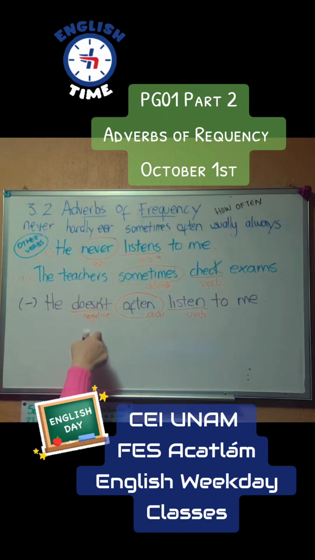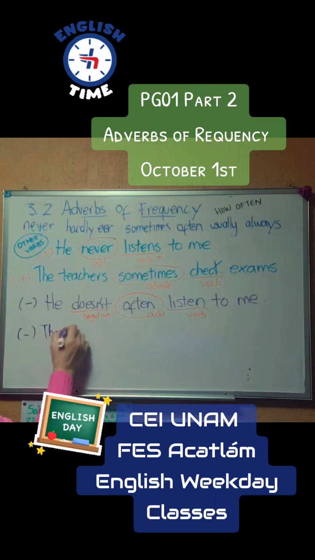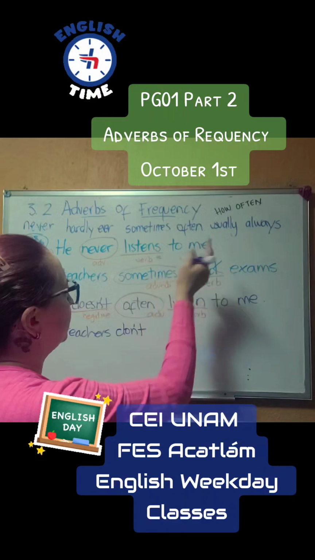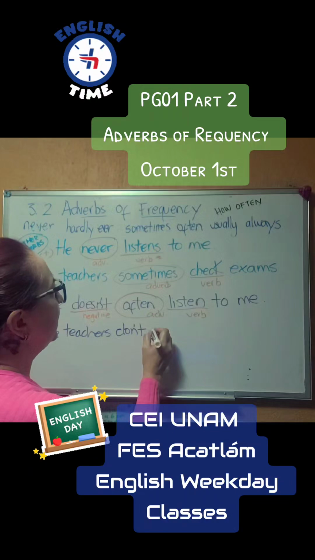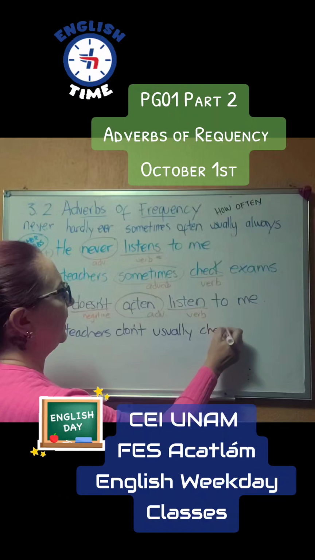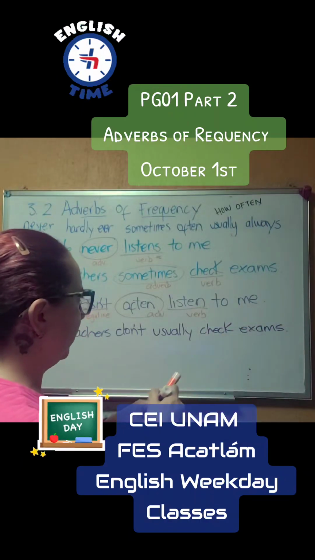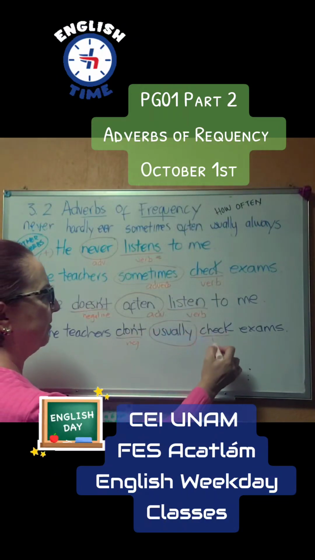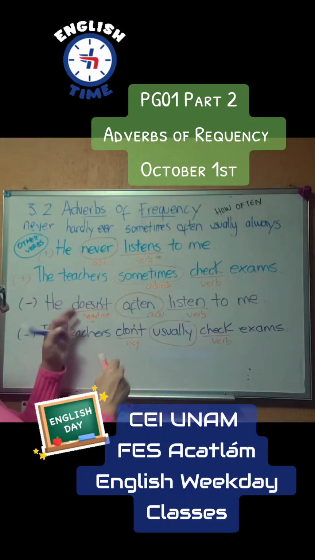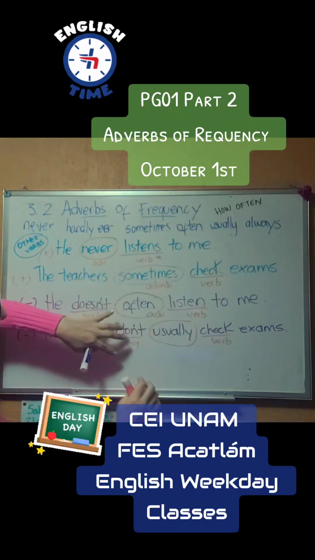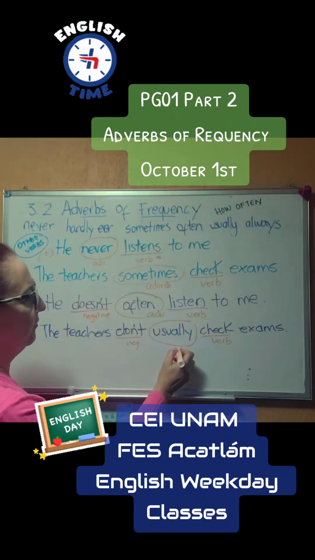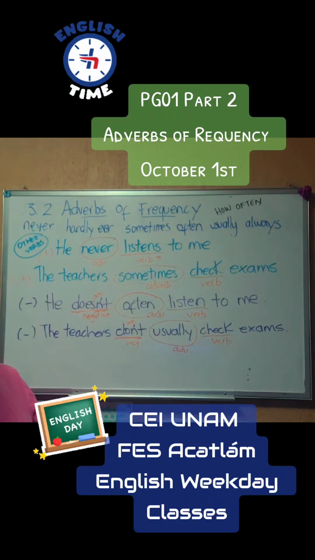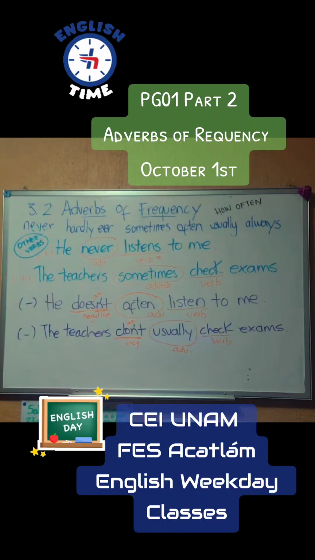Let's think about teachers. Which is the auxiliary for teachers in negative? The teachers or they, the teachers don't. Sometimes, let's change for another one. Doesn't usually check exams. Okay, so we have here usually, then the negative, and then the verb. So we separate, you see, in the negative: auxiliary, adverb, verb. Auxiliary, adverb, verb. So for the negative, because of the auxiliary. With the verb to be it is different because the verb to be doesn't use any auxiliary.